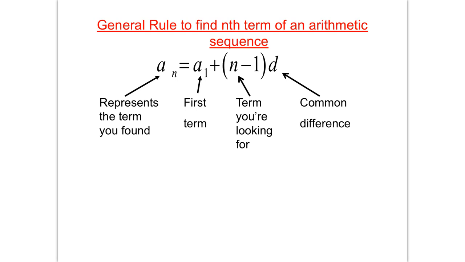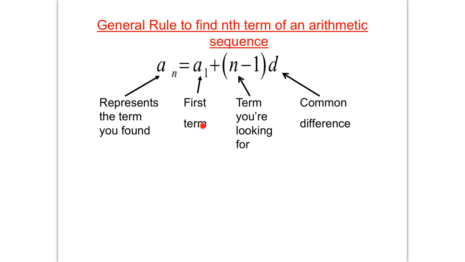So the general rule is a sub n equals a sub 1 plus n minus 1, inside parentheses, times d. What this is, a sub n represents a term that you found. So let's say that n equals 10. So we found the 10th term. n is 10, it is the 10th term.